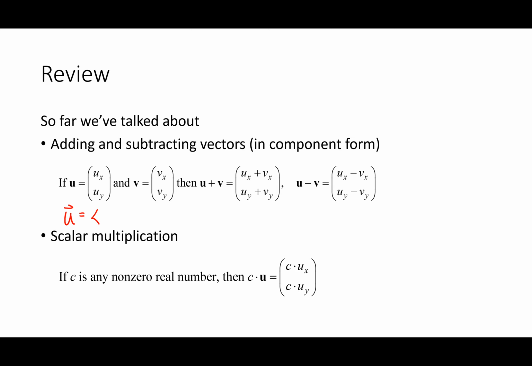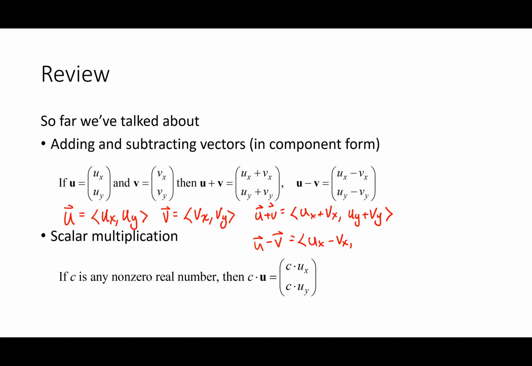So again, if you don't like the stacked column notation, you can just go ahead and rewrite it in the angle bracket notation. So vector v is ⟨vx, vy⟩. So therefore, u plus v is ⟨ux plus vx, uy plus vy⟩. And the same thing for subtraction, except of course, you subtract. ⟨ux minus vx, uy minus vy⟩.